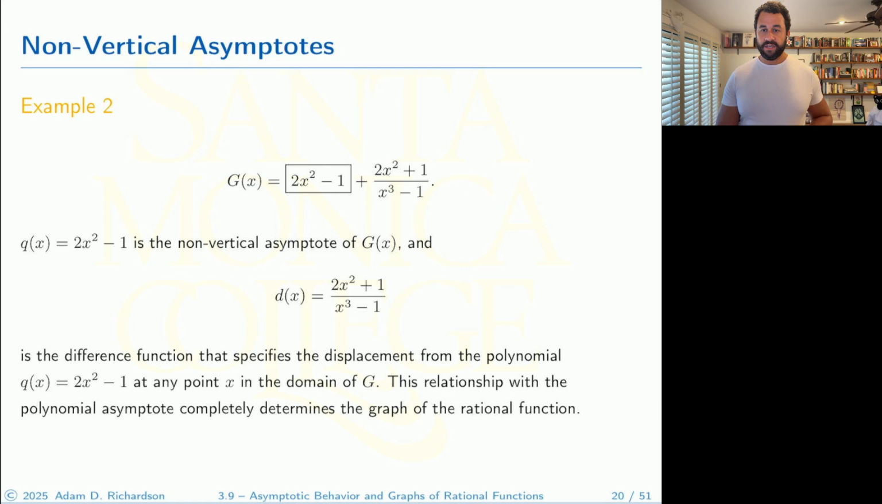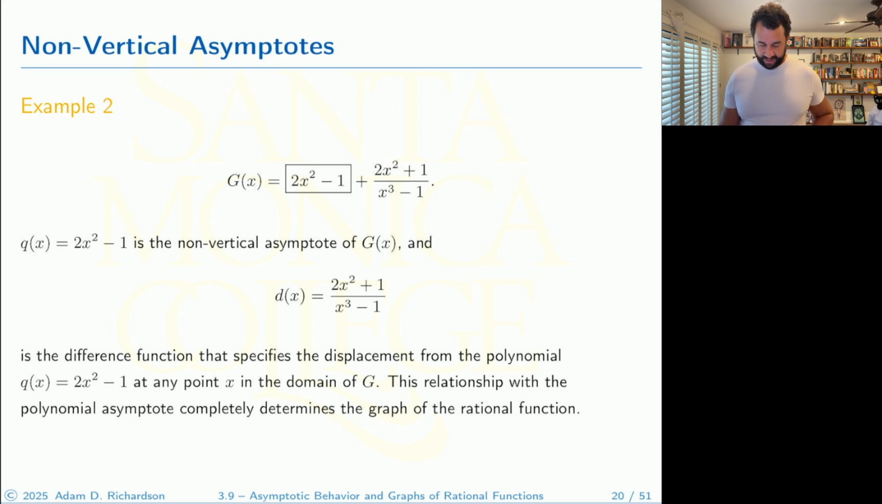That's the basic idea. So let's look at the anatomy of this representation here. This is the quotient, q of x, this 2x squared minus 1. That is the non-vertical asymptote of g of x. And this is our difference function, d of x. So very literally, the graph of g of x looks like this polynomial asymptote, and this function is going to tell us how far to move up, down, or if it touches or crosses. That's the idea here.